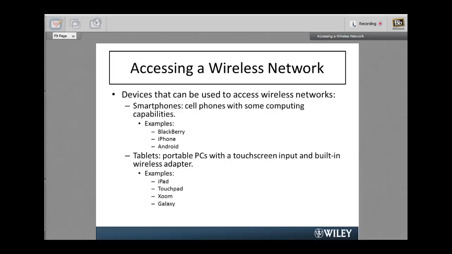Then we talk about accessing a wireless network. Devices that can be used to access a wireless network include smartphones, as I pointed out at the beginning of the lecture: cell phones with some computing capabilities, such as BlackBerry, iPhone, Android, and tablets also. These devices usually have no other option to get into a network. There should be only a wireless connection. Tablets also come from many vendors.